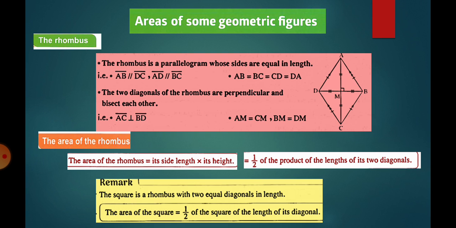The square is a rhombus with two equal diagonals. Then the area of a square equals half of the square of the length of its diagonal. Then the area of a square equals side power 2, or half times d power 2.